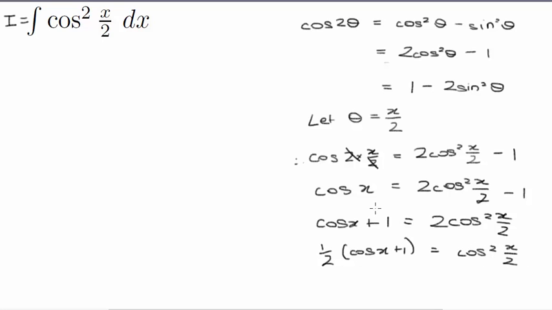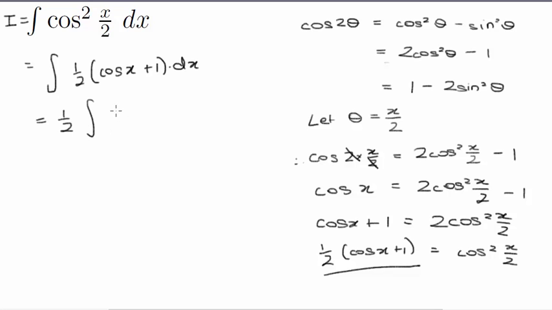And this identity we can substitute into the integral problem that we have today. We start off with I equals the integral of cosine squared x on 2 dx. We found what cosine squared x on 2 is equal to, and that's half times cosine x plus 1. So let's replace that. I'm going to integrate that with respect to x. The half is a constant, so we can take that out of the integral, and that becomes half times the integral of cosine of x plus 1, integrated with respect to x.